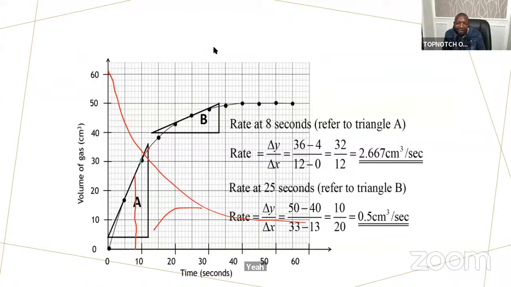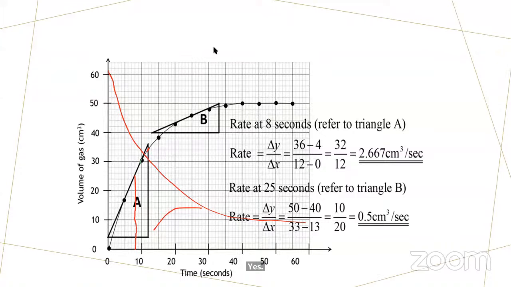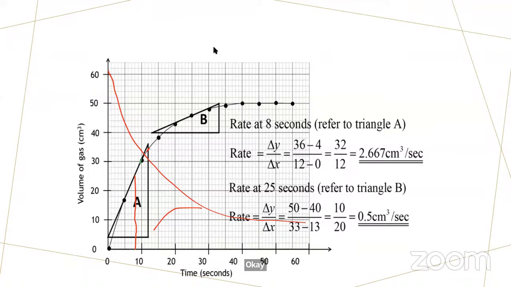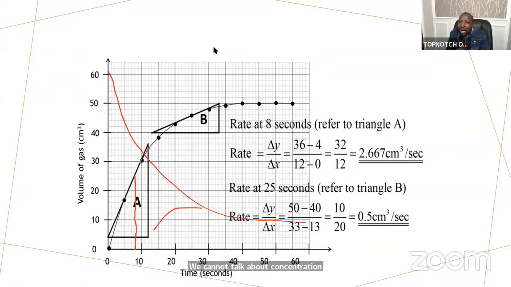He is almost getting it correct, but there is somewhere he has messed up. And he has repeated the same mistake that I mentioned. Don't talk about the concentration of magnesium. We cannot talk about concentration of magnesium. Are we together? Yes. So we say at 8 seconds, the amount of reactant is higher. Therefore, there is more of the reacting particles leading to more effective collisions and a faster rate of reaction.